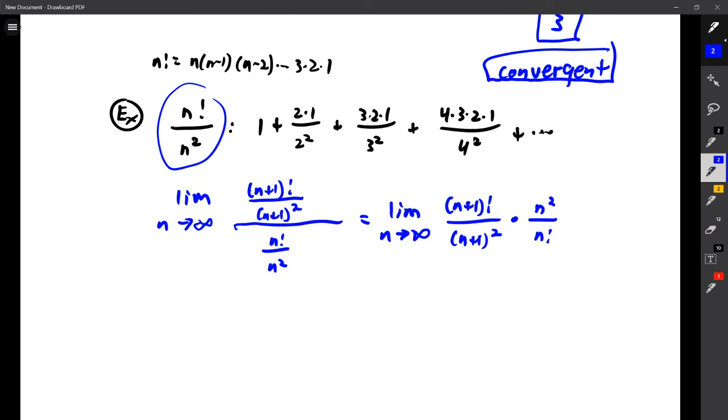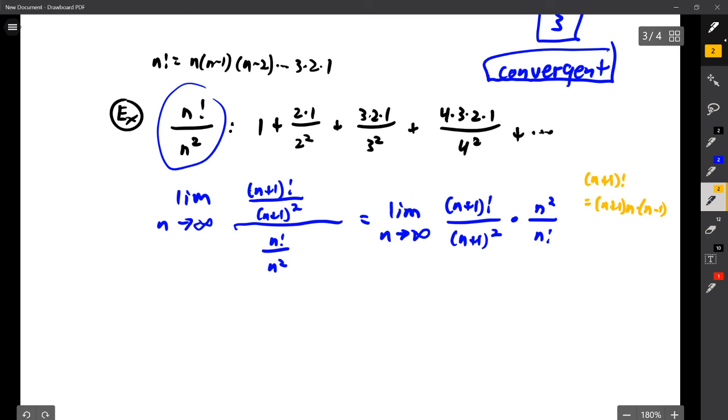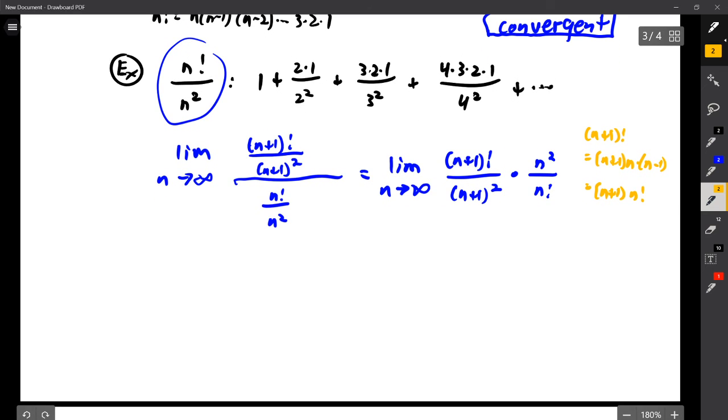Well, n plus 1 factorial we could say is the same thing as n plus 1 times one number down from that, n, times one number down from that, n minus 1, etc. Well, what's that but the same thing as n times n minus 1 times n minus 2? That's n factorial. So n plus 1 factorial is the same thing as n plus 1 times n factorial. Hopefully that makes sense. You can rewind and listen and watch once or twice more.